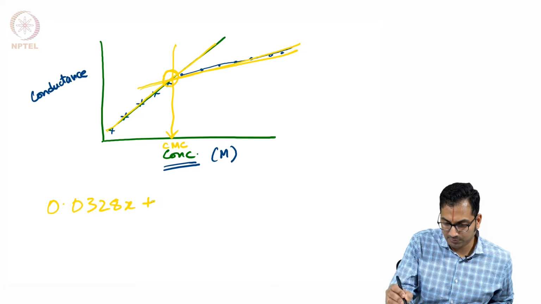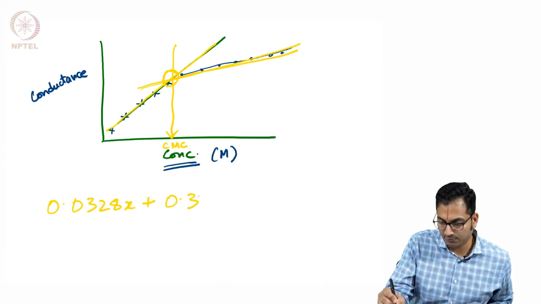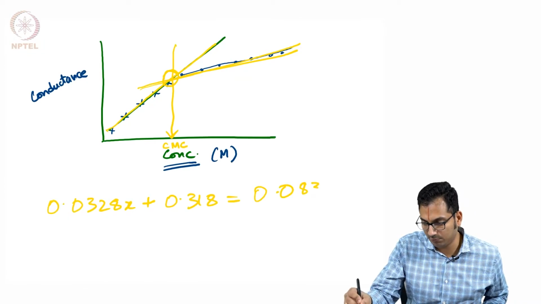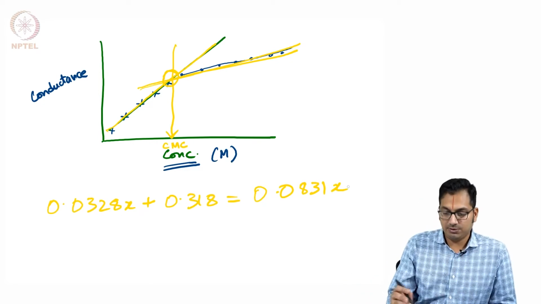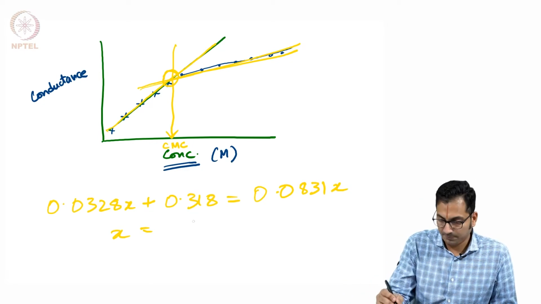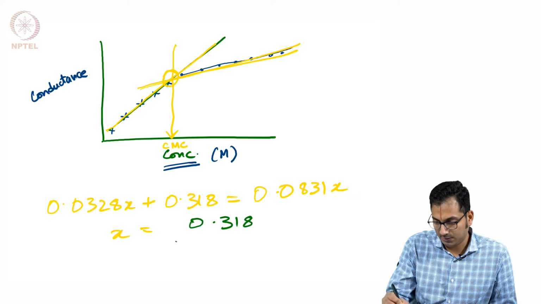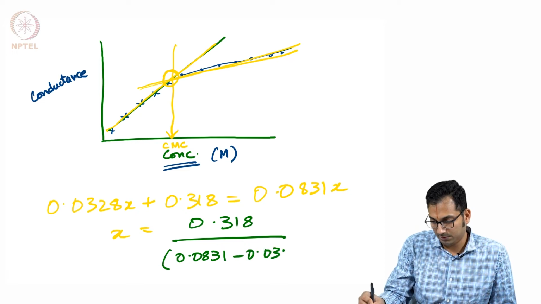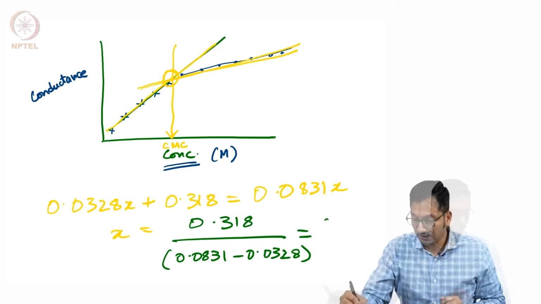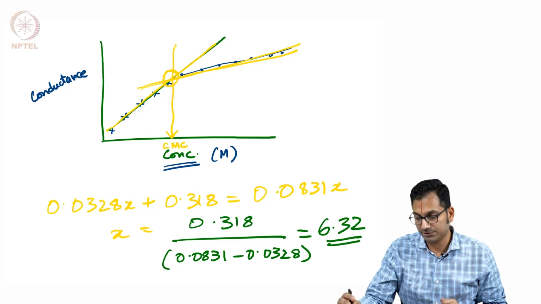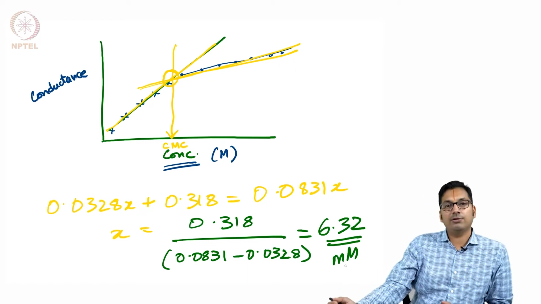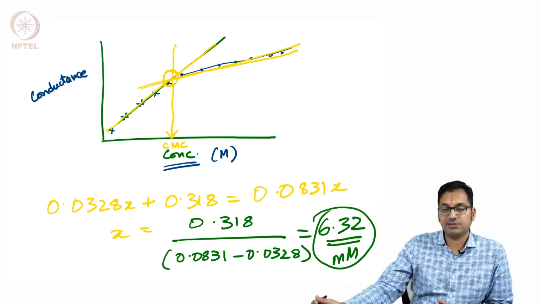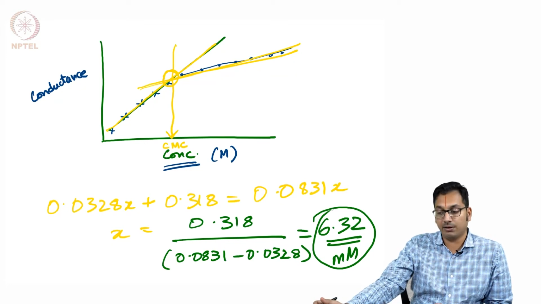0.0328x plus 0.318 is equal to 0.0831x. So this would mean x is equal to 0.318 divided by 0.0831 minus 0.0328, which is 6.32. Of course, since the concentration is in millimolar, the critical micellar concentration from this data set works out to be 6.32 millimolar from conductometric measurements.